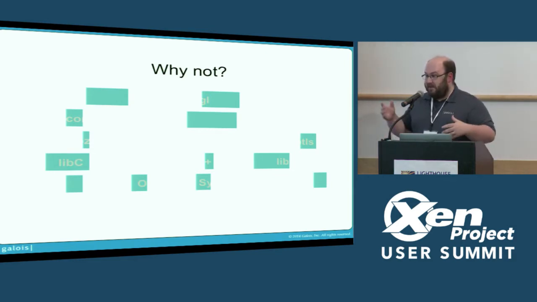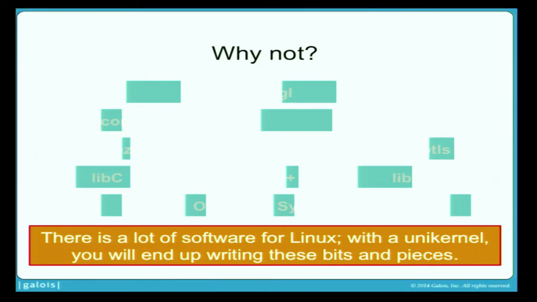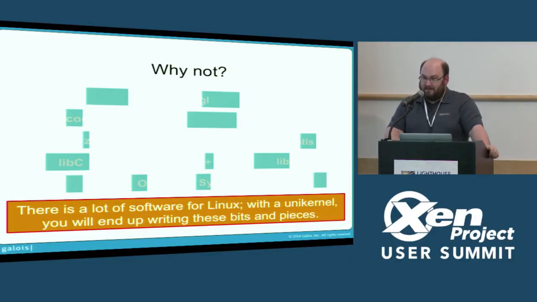So in those cases, there is some time required to go and whittle these down and replace these key junction points. In the end, there is a lot of software for Linux. With a unikernel, you will end up either writing these bits and pieces or rewriting bits and pieces to limit the amount of exposure you have to the vast Linux library conglomeration.